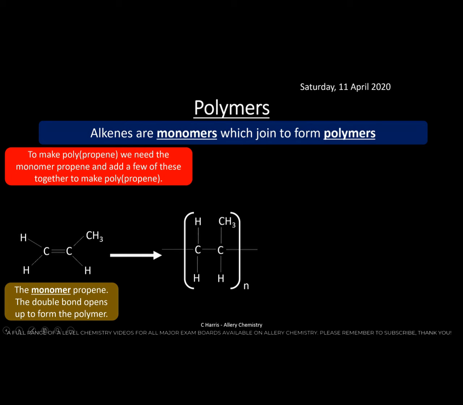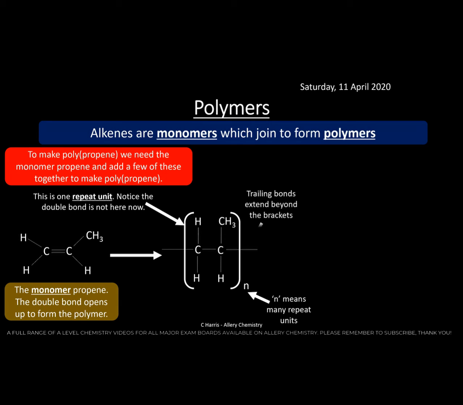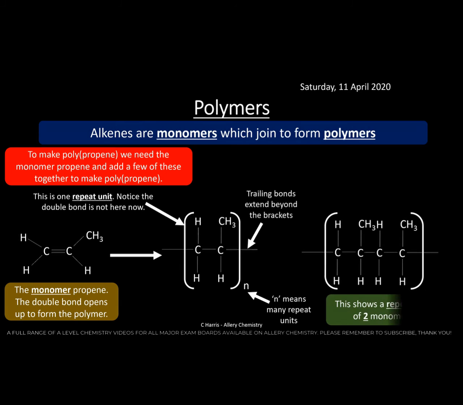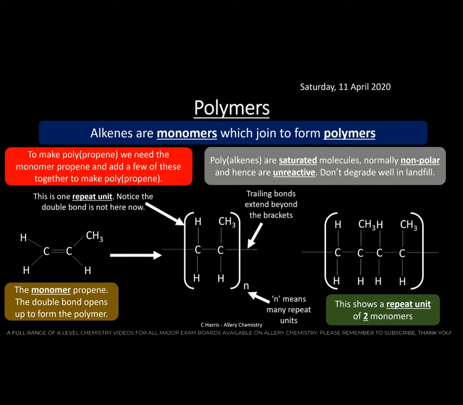So what we've done is we've opened up that double bond, and we have what are called trailing bonds, as you'll see on here. There you go. So this is a repeat unit. The double bond isn't actually in there, and we have these trailing bonds which extend either side to join with other repeat units, and this makes the polymer chain. Now this one here is showing a repeat unit of 2, so it's made up of 2 monomers, but this can extend quite far. So polyalkenes are saturated molecules.